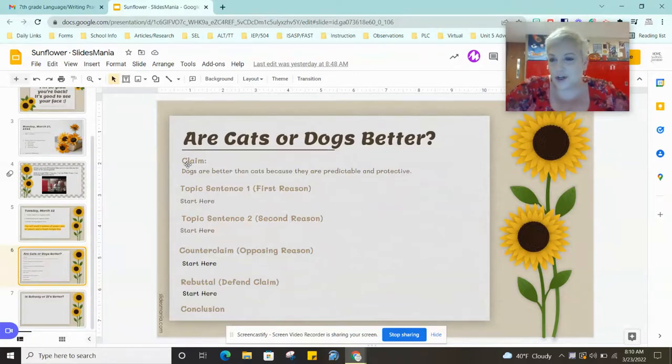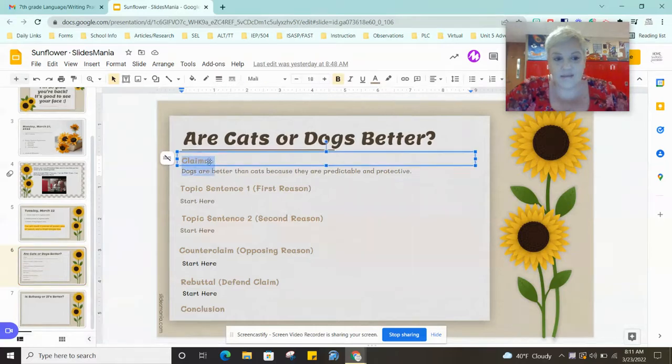In the introduction, you're going to have a hook, background information about the topic, and then lastly, in your introduction, you're going to have a claim. So I might say dogs are better than cats. And I don't just stop there. I have to have 2 reasons, because my 2 reasons are dogs are more predictable and they are protective. Okay. And that would be the end of my intro for my outline, knowing that I have to come up with a hook and background information about what I already know about dogs, and then a claim.